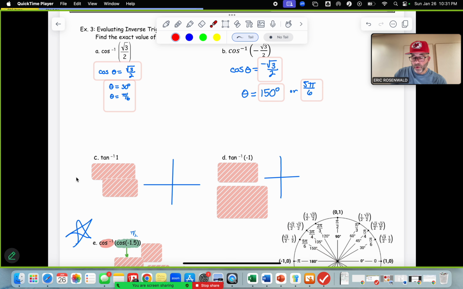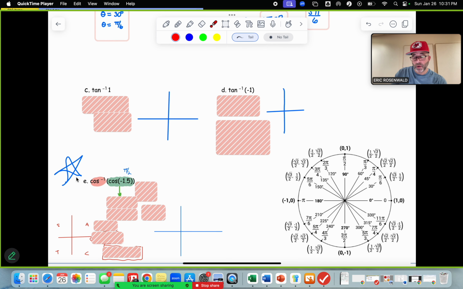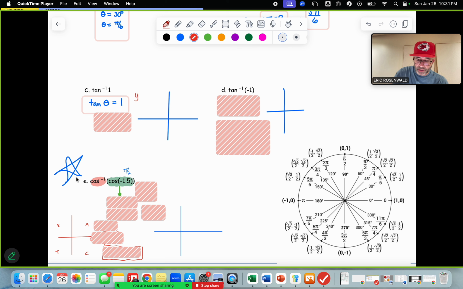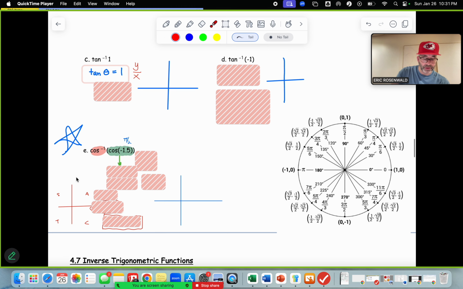Okay. When we're looking at inverse tangent, what we're saying is the tangent of theta is equal to 1. So we're saying, where do I have a relationship where the y value divided by the x value, or the opposite over the adjacent, is equal to 1? And again, tangent has to exist in the first or the fourth quadrant. Well, let's look at our unit circle.